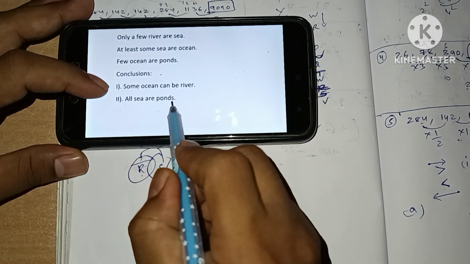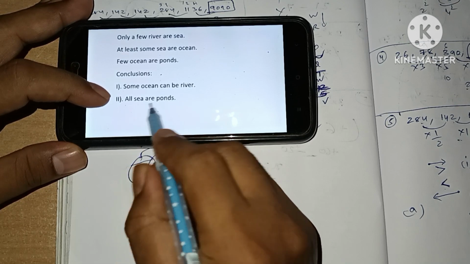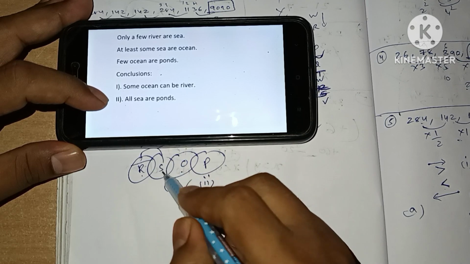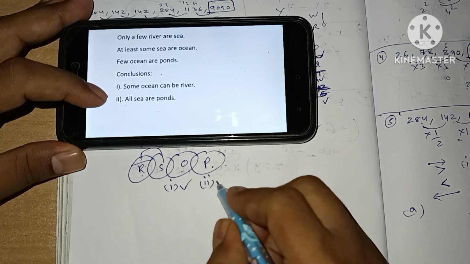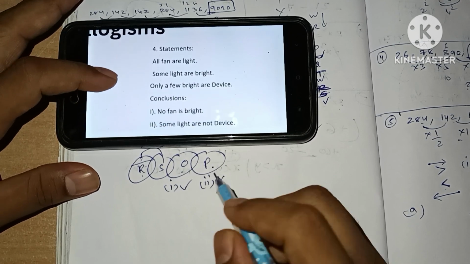Second conclusion. All sea are pond means it is a direct conclusion. We need to see the direct meaning of this one in our basic Venn diagram. All sea is inside pond. No. So second conclusion is false. Now we are going to see fourth question.